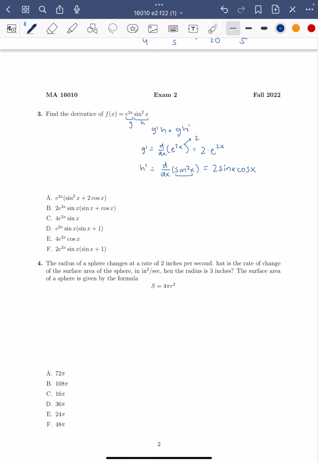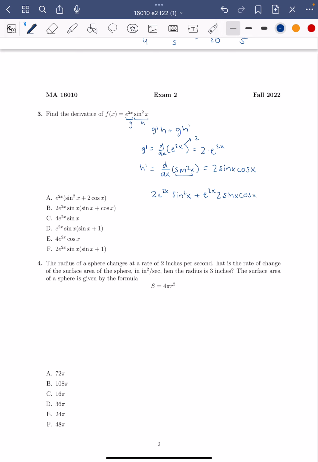Now it's as simple as plugging g prime and h prime into the original equation with g and h. So let's go ahead and do that. G prime is 2 e to the 2x times h, which is sine squared x, plus g, which is e to the 2x, times h prime, which is 2 times sine x cosine x.